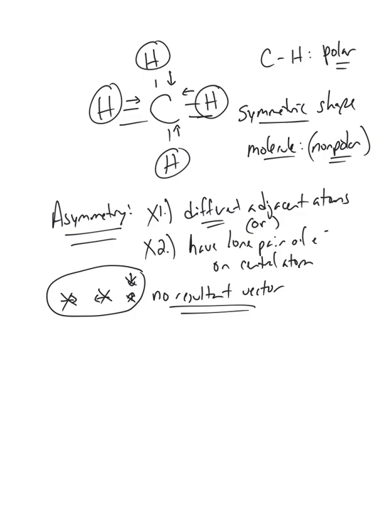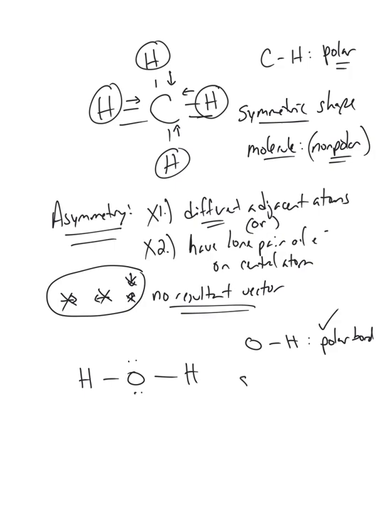Let's look at another example. Let's look at water. Okay, first of all, we have O bonded to H. Is this a polar bond or a nonpolar bond? They're different, so immediately it's a polar bond. So good, we're good there.